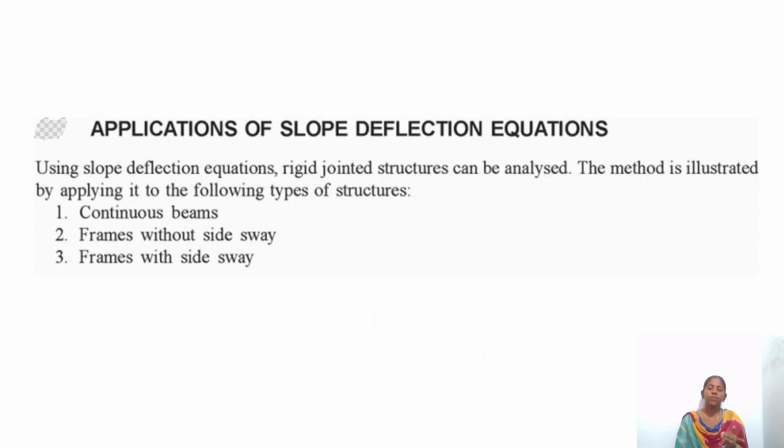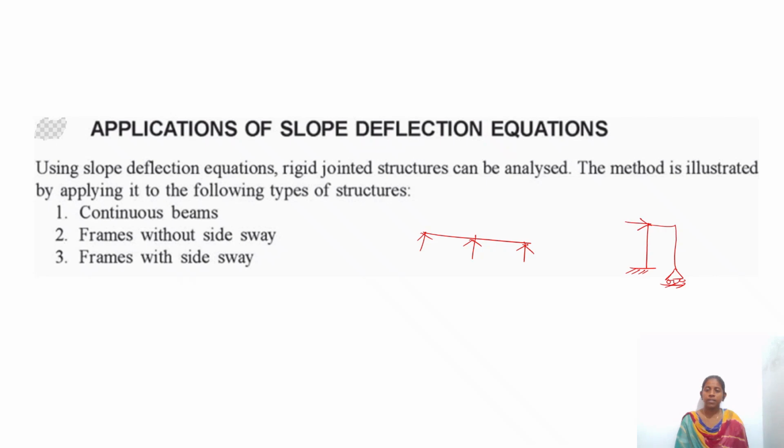The applications of slope deflection equations can be extended to continuous beams, frames without side sway and frames with side sway. Continuous beams we already know. It is like a 2 span or 3 span continuous beam. If the number of spans increases, then the difficulty of the problem increases. The frames with side sway means it is a portal frame with different support conditions.